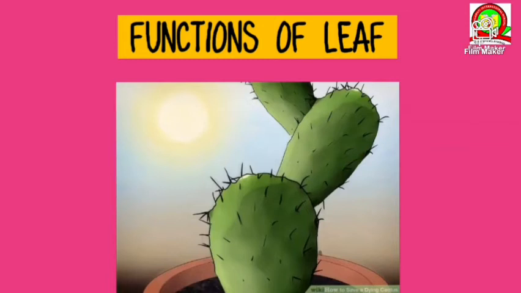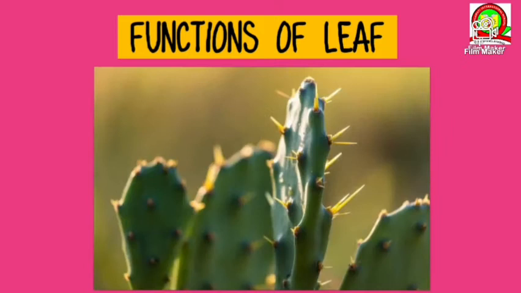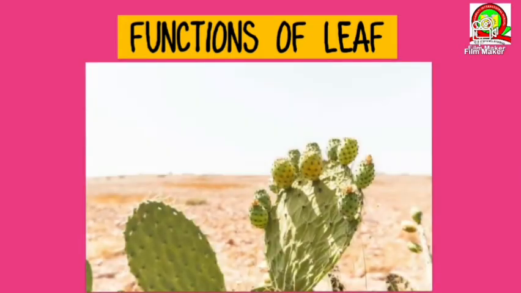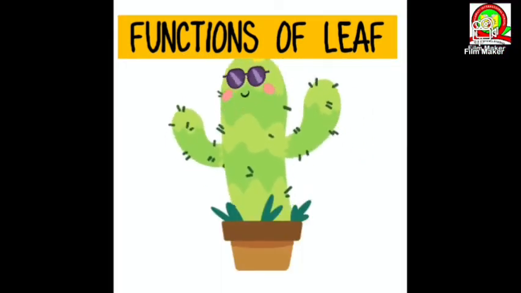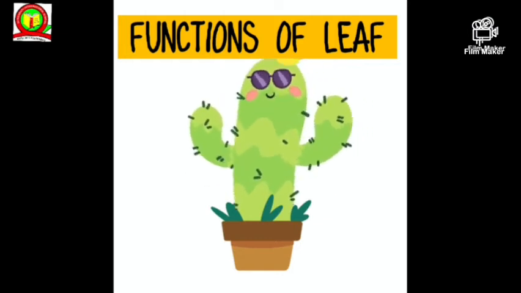The cactus plant grows in the desert. The leaves of the cactus plant are reduced into spines so that the plant does not lose water during transpiration. The spines also protect the plant from grazing animals. Now the question is, who makes the food? Well, it is the green fleshy stem which makes the food in the case of cactus plants.